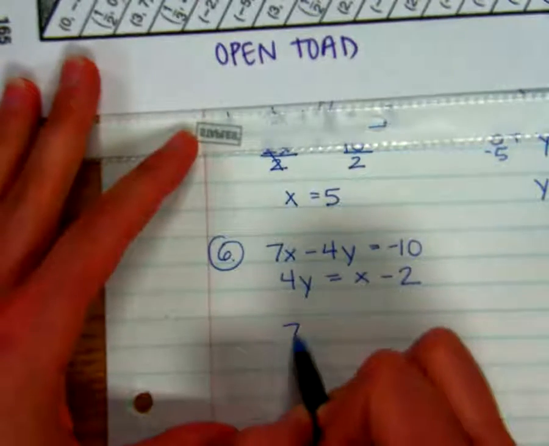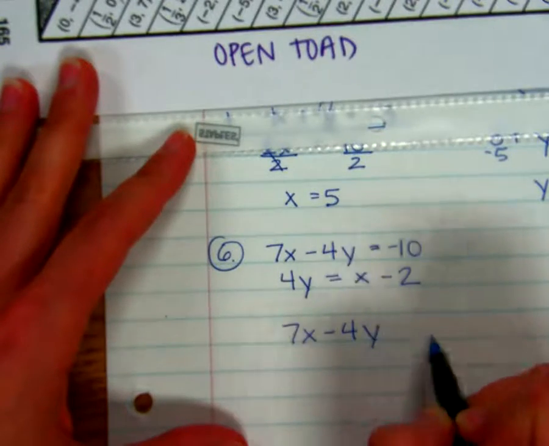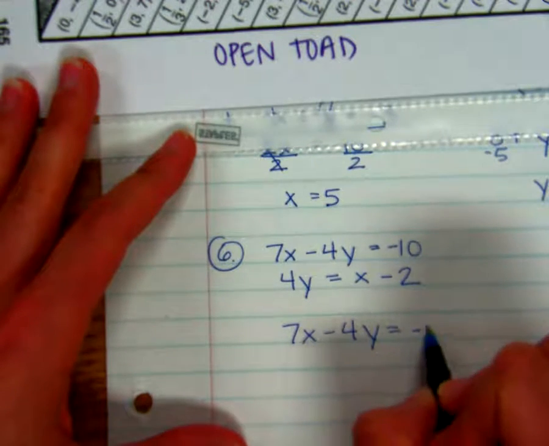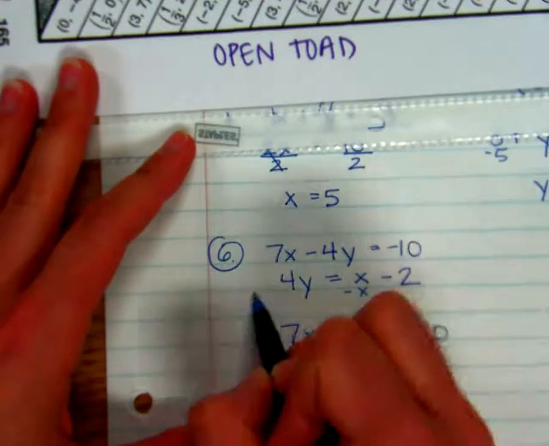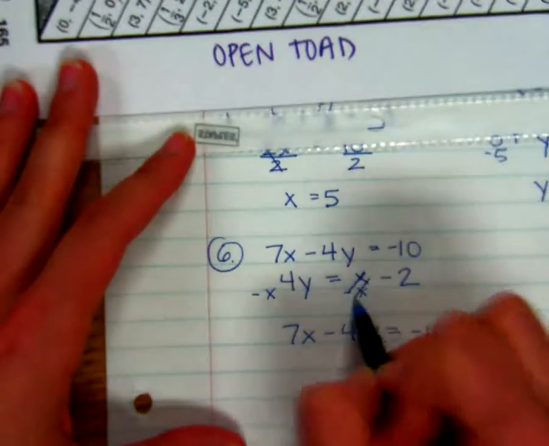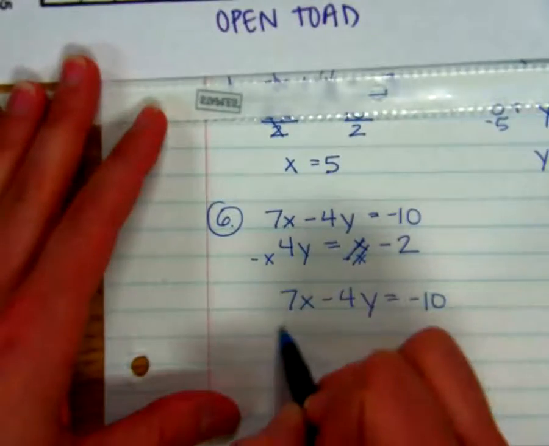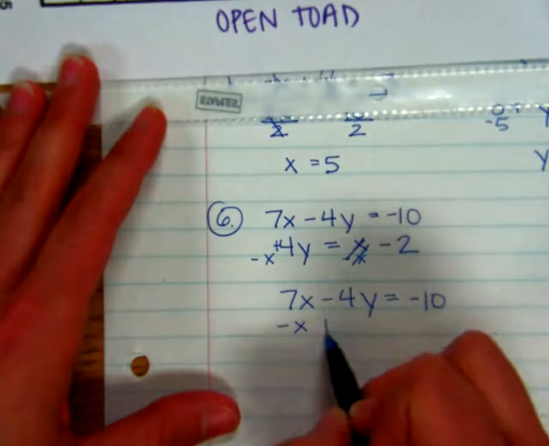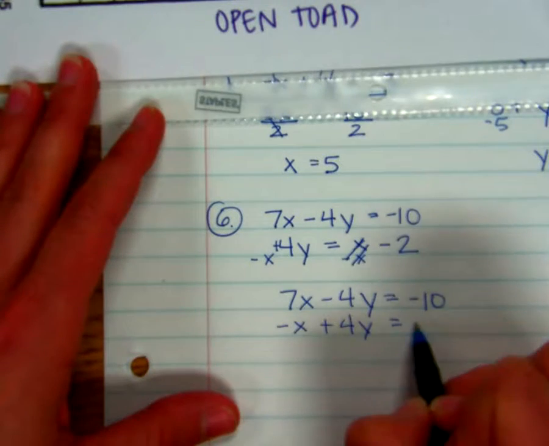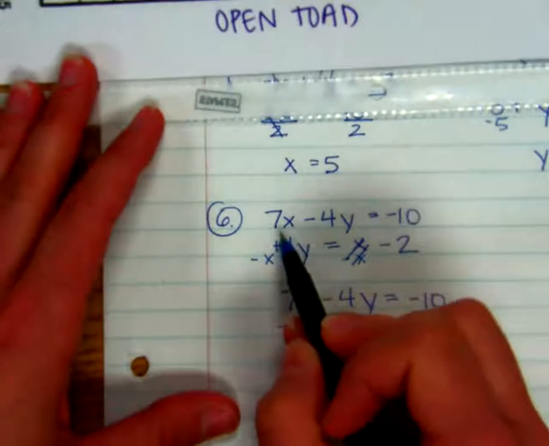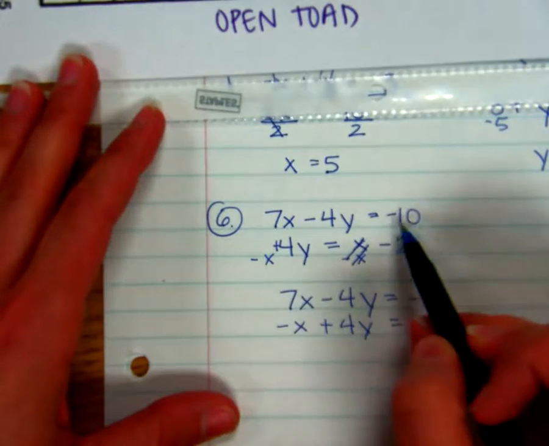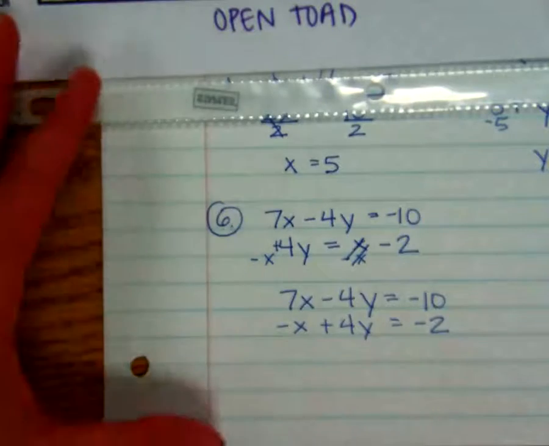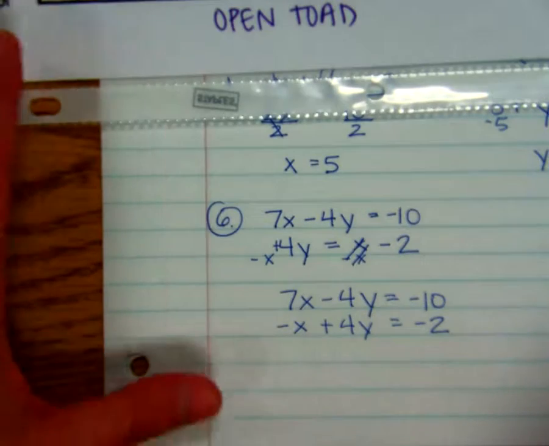So I'm going to rewrite my first equation into that standard form. And then I'm going to actually rewrite my second equation to look just like the first one. So I have negative x, that'd be plus 4y equals negative 2. Okay, you could even move this 7x over to the other side, and then you would have gotten 0, but that would have been fine. You could still solve for x.